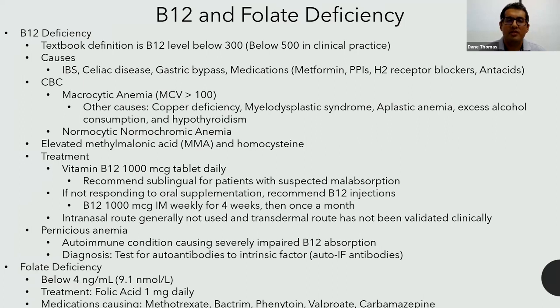So B12 and folate deficiency is commonly found in patients with anemia and patients who don't have anemia. And with B12 deficiency, the textbook definition is a B12 level below 300. But in clinical practice, we consider a level below 500 low. Causes of B12 deficiency are numerous and include IBS, celiac disease, gastric bypass surgery, and medications which include metformin, proton pump inhibitors, H2 receptor blockers, and antacids.